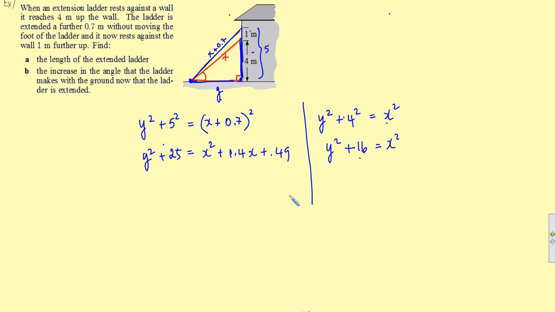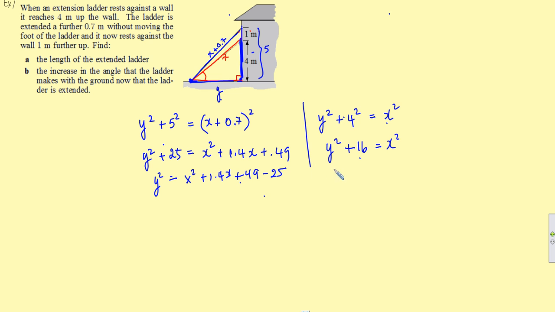And now I'm going to isolate for y squared in both of these equations, because I don't need to know what the distance is from the base of the ladder to the wall, because it's going to be the same distance for both triangles. So I'll say y squared is equal to x squared plus 1.4x, and then plus 0.49 and then minus 25.